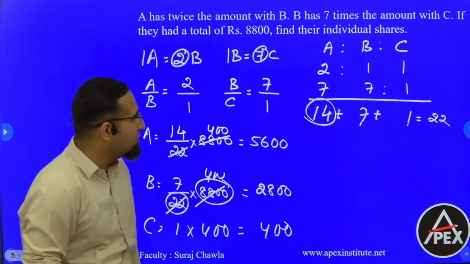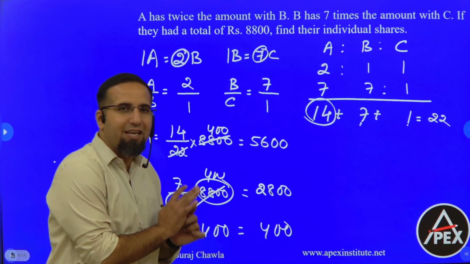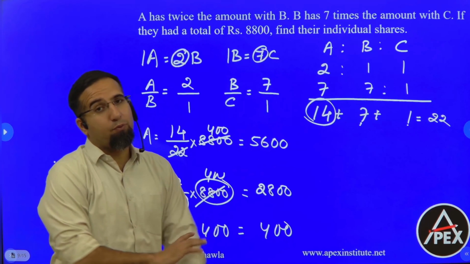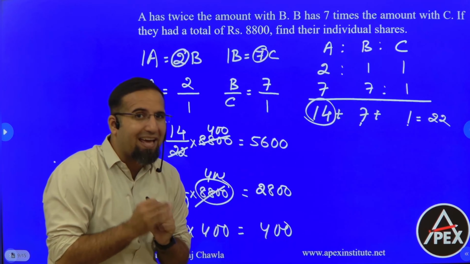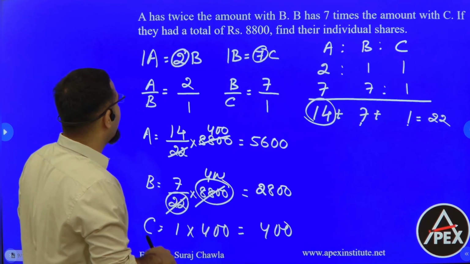Clear? So, this becomes the share of A is to B is to C, and that amounts to a total of 8,800, and therefore, we are correct with our answer. So, this is how we apply the combination of ratios in word problems. Right? Now, let us look at the next question.